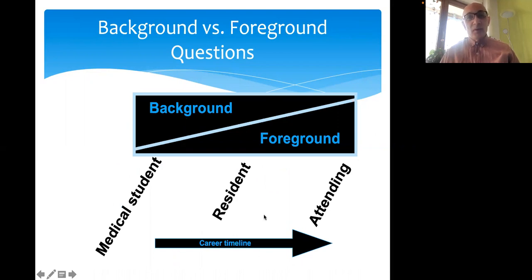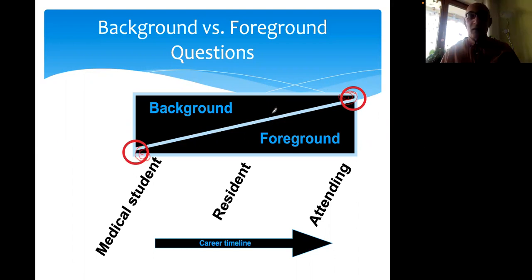And as you progress in your career, you go from medical student to resident, trainee, and attending physician. You should be asking more foreground questions instead of background questions. But still, at any phase, at the early stages of your career, you may ask some foreground questions, or in the late career, as a senior doctor, you should keep asking some background questions.